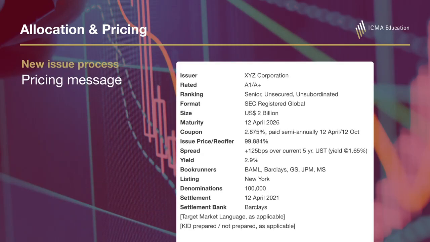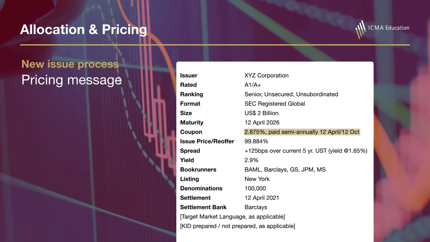And then just to finish, if we look here at an example of a pricing message that would be sent out to the investors and to the street. Here, obviously, you've got the name of the issuer, the rating, the size, and the dates. In this case, we've got a 5-year deal, so the maturity is the 12th of April 2026, and it'll be a straight bullet, so the settlement will be the 12th of April 2021. And the coupon is set here at 2.875% and will be paid semi-annually.